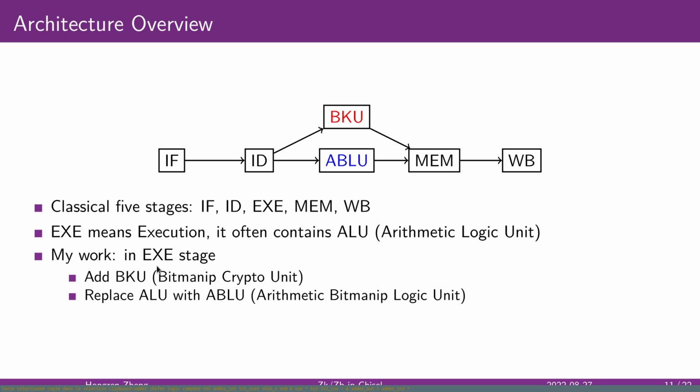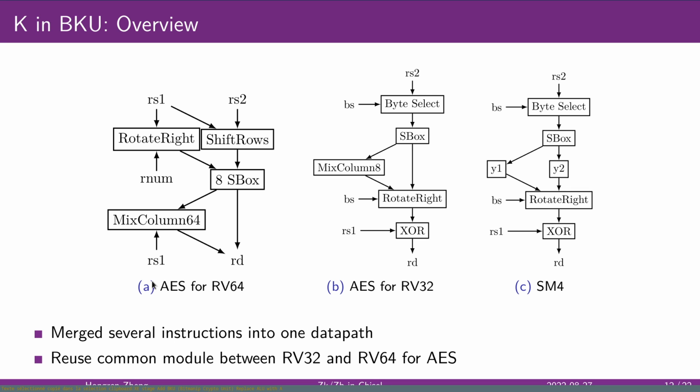For BKU, you can notice that we have bit manipulation in both BKU and ABLU. That's because some bit manipulation extensions like carryless multiplication and crossbar permutation can hardly be merged into the ALU, like reusing some common logic. So we just separate them into a standalone unit. First we talk about the K in the BKU. The BKU we implemented can support both RV32 and RV64.